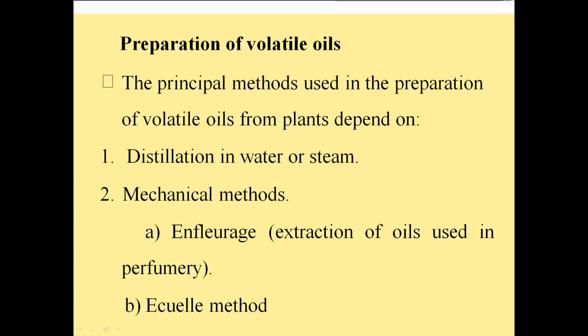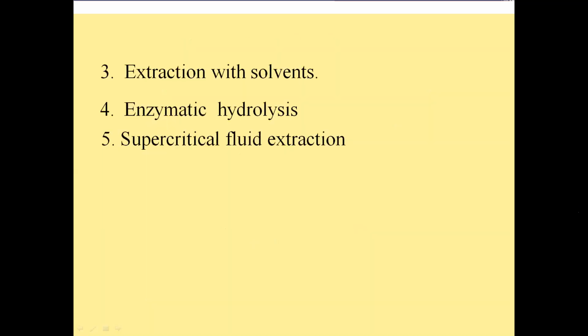Now coming to the preparation of volatile oil, how you can prepare the volatile oils from the plant. There are many methods. Some of the important methods I have discussed in the further slides. The principal method used in the preparation of the volatile oil from plant depends on distillation in water or steam. You can get it by distillation. Second is mechanical methods. In mechanical methods you have enfleurage method, Ecuelle method, and then extraction with solvents. Fourth one is enzymatic hydrolysis. Fifth one is supercritical fluid extraction.